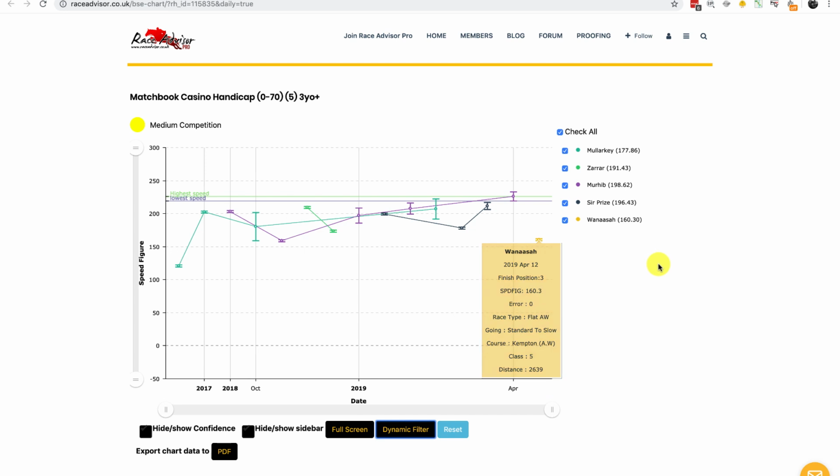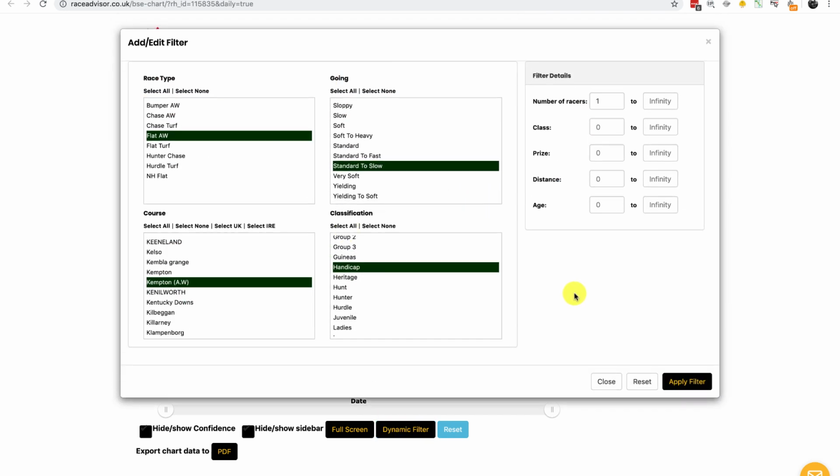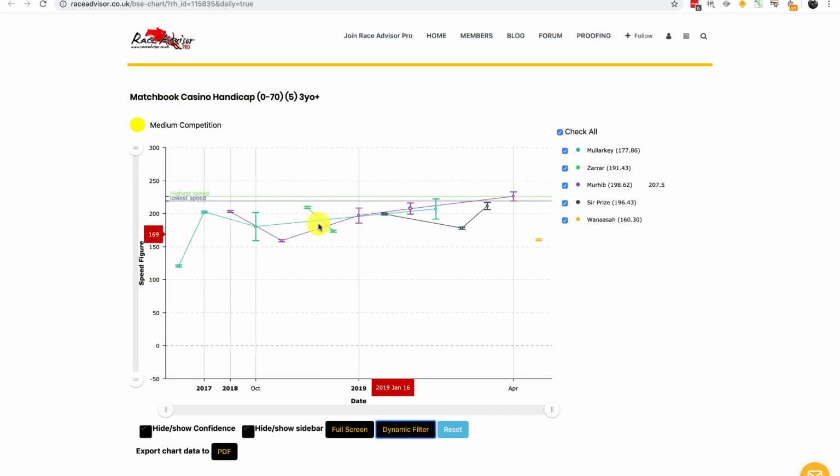So you'll also notice next to each of the horses we have a dynamic speed rating, so that's 160.3, and that is taken based on the speed figure the horse achieved for all races currently displayed on the graph. So that means as we change these dynamic filter settings and the races change for the horses on the graph, these figures will also change as well.